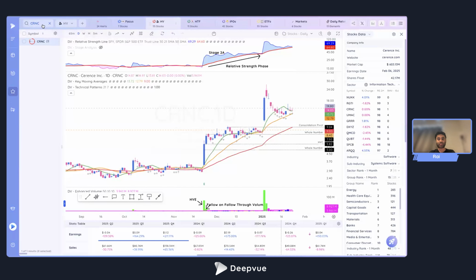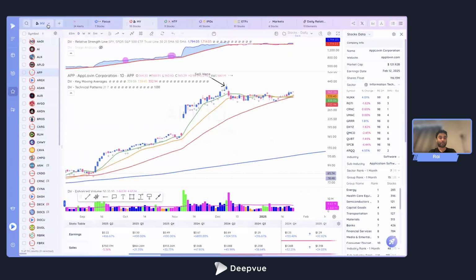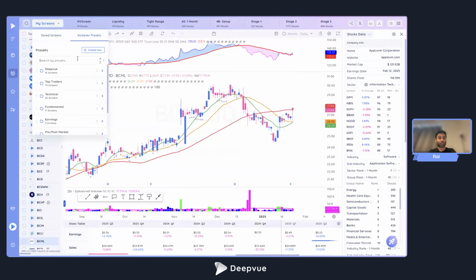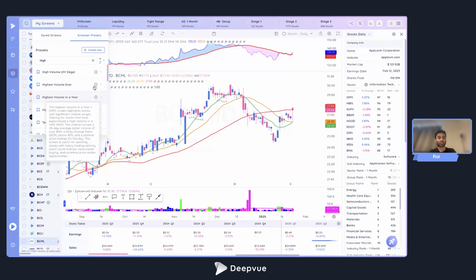We have quite a few presets and quite a few scans. You can scan for the highest volume ever in the screener. We have those pre-configured for you as well. If I go to high volume, we have the HV Edge, highest volume ever, highest volume in a year, highest volume since IPO. These are important to my trading, so we've made sure these come into the platform. They each have a description next to them as to why they are important.